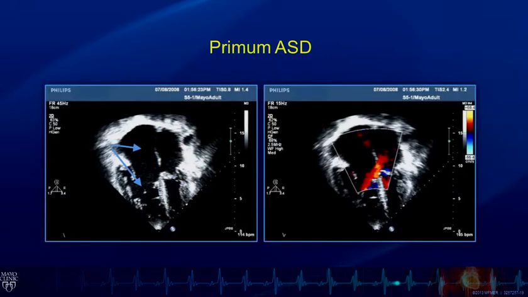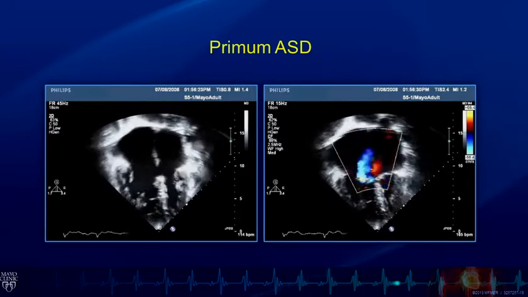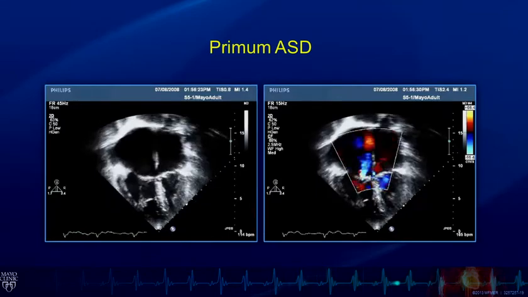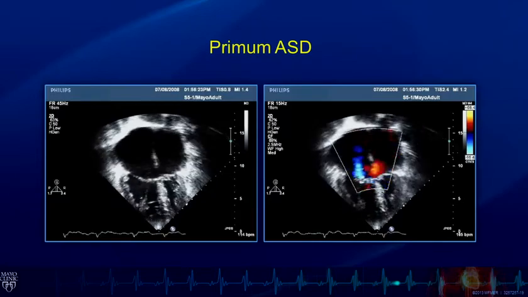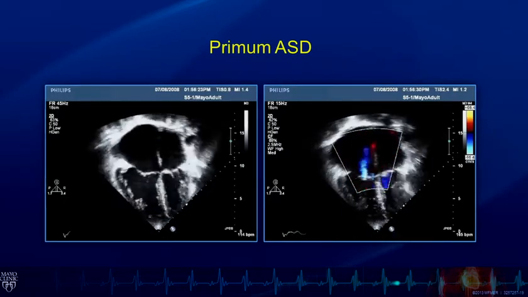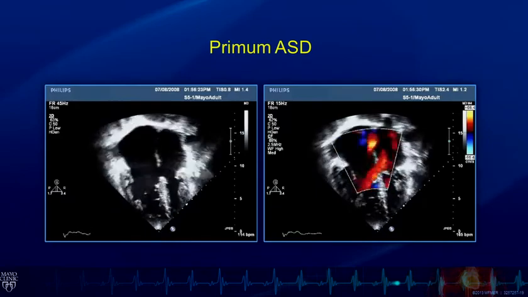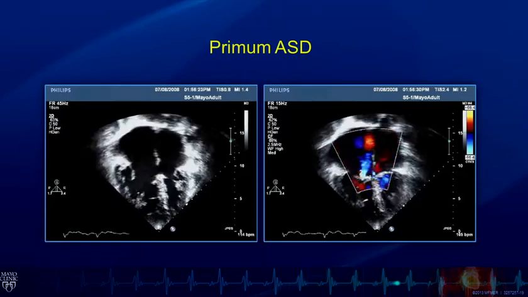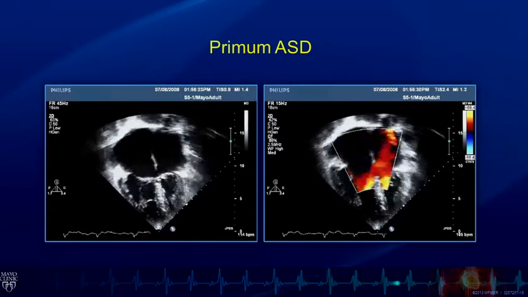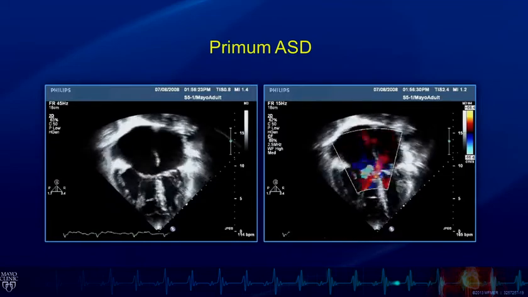And here's some real-time images, again, apex down format. The blue arrows on the left panel demonstrate the right atrium on the top and right ventricle on the bottom. And as we look at these images in real time, you'll note that the atrioventricular valves are at the same level and that there is a large defect in the lower portion of the atrial septum, a primum atrial septal defect. With color flow examination, we can see flow through that primum atrial septal defect and then tricuspid regurgitation, as well as some mitral valve regurgitation in this particular patient.